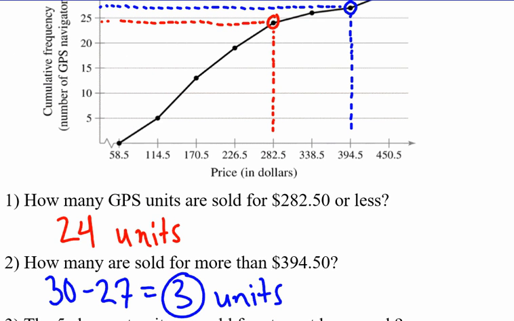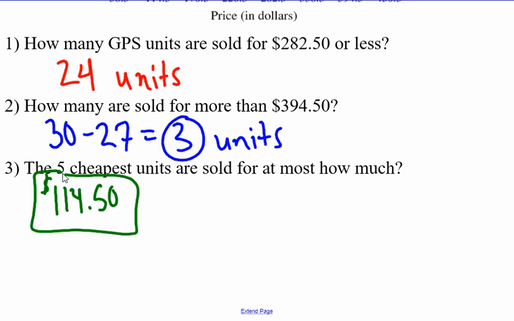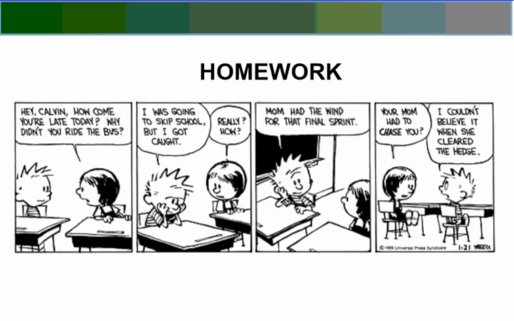Last question, the 5 cheapest units are sold for at most how much? So if I go over here and say, okay, the 5 cheapest units are being sold for $114.50 or less. $114.50 is the most amount that those 5 cheapest units are sold for. So those are the benefits of using a cumulative graph as well.